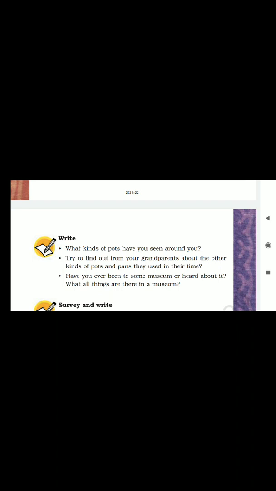Have you ever been to some museum or heard about it? What all things are there in a museum? So obviously everyone must have heard about museum, and we all know that in a museum we will find antique things, and all those items tell us about ancient times, or will give information about the people living during those days, and we can easily compare the nature of work, the nature of people, the nature of environment with what we have today.